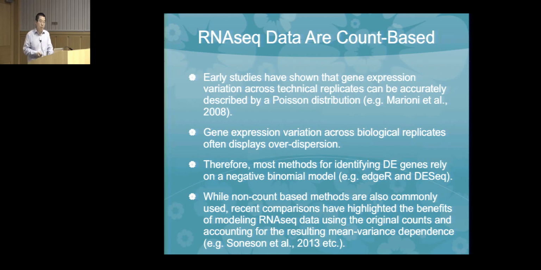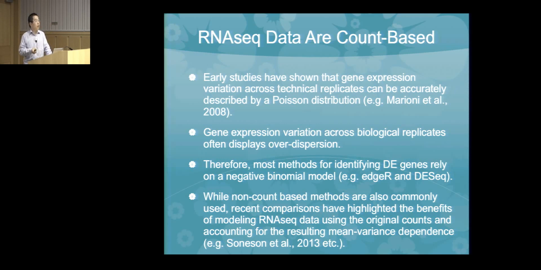For example, the most widely used methods, as we know, are edgeR and DESeq, or the second version, DESeq2. Those methods are widely used to perform differential expression analysis in RNA sequencing data. The backbone of those methods is essentially a negative binomial model. They try to model those raw counts directly. Although there are also many non-count-based methods, for example, limma can also be used to analyze RNA sequencing data, because the RNA sequencing data itself is a raw count.